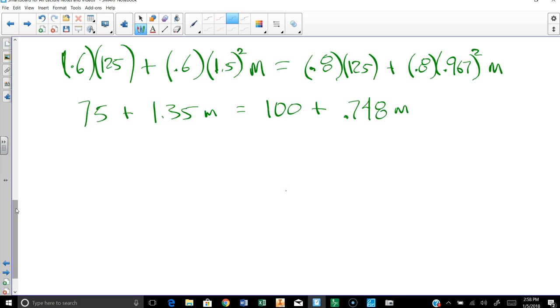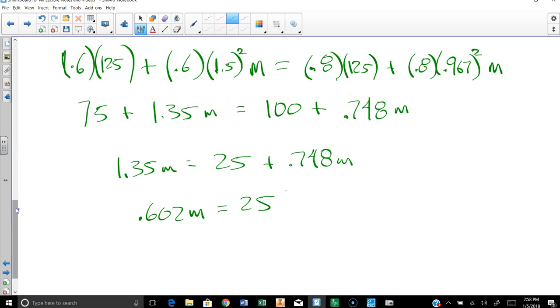Anyway, so I'm going to subtract 75 from both sides, giving me 25 on the right. And then I'm going to subtract 0.748 from both sides. Make sure I did that right. 1.35 minus 0.748. So I got 0.602 m equals 25. And if I divide both sides by that 0.602, I get a mass of 41.5 kilograms. Seems reasonable. Let's see if it's right.